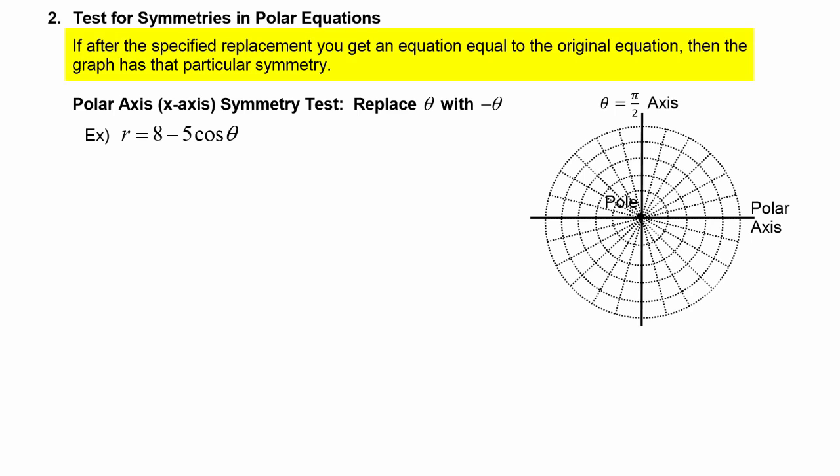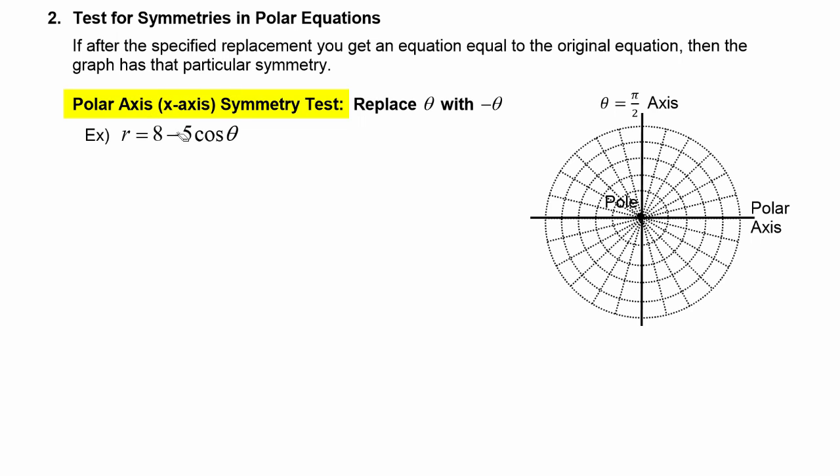If after the specified replacement you get an equation equal to the original equation, then the graph has that particular symmetry. So let's see how this works. First, we will consider the polar axis symmetry test.